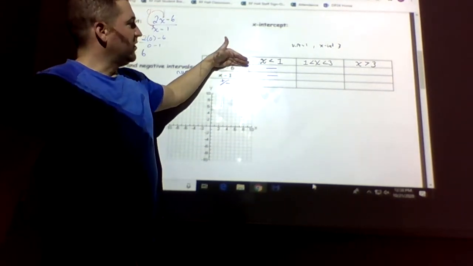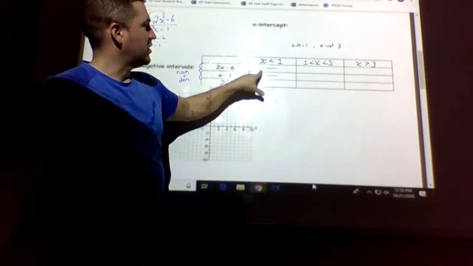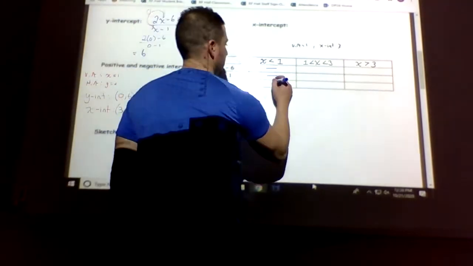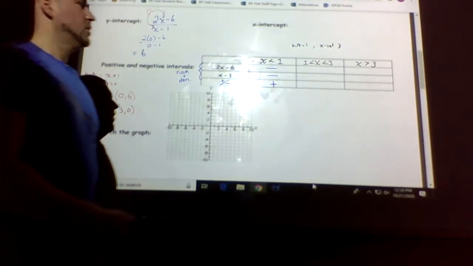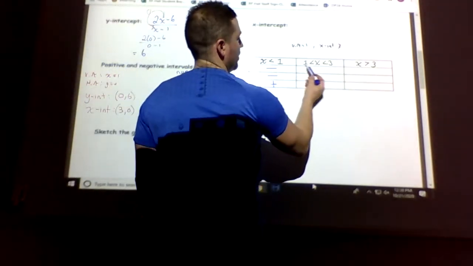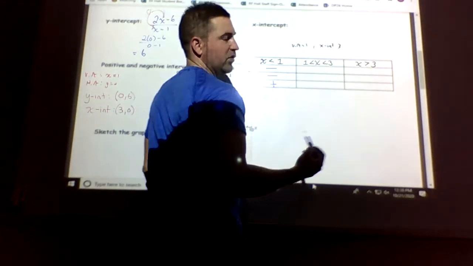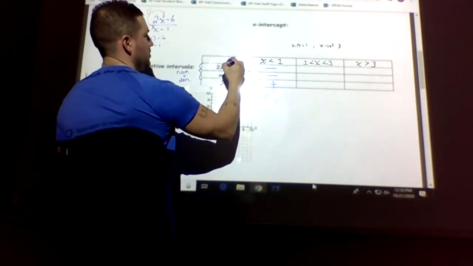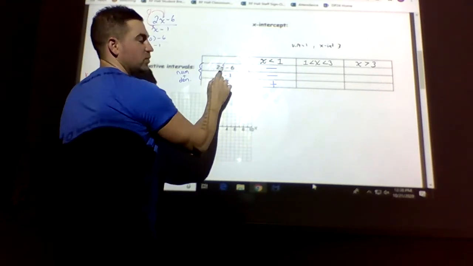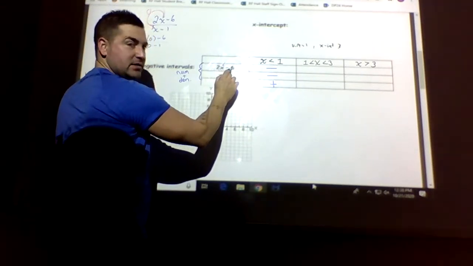But if I have a negative on the top and negative on the bottom, the two negatives create a positive answer. Okay? Now we're going to pick a number between 1 and 3. Well, between 1 and 3, the easiest one to use is 2. So if I plug 2 into this x, I get 2 times 2, which is 4, minus 6 is negative 2.